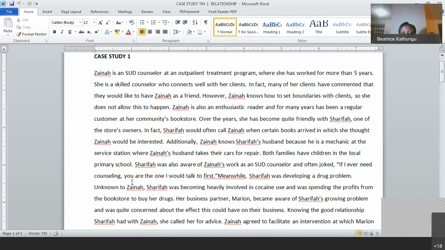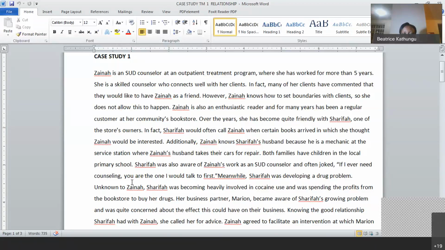She's a skilled counselor who connects well with her clients. In fact, many of her clients have commented that they would like to have her as a friend. However, Zaina knows how to set boundaries with clients, so she does not allow this to happen. Zaina is also an enthusiastic reader and for many years has been a regular customer at her community's bookstore. Over the years, she has become quite friendly with Sharifa, one of the store's owners.